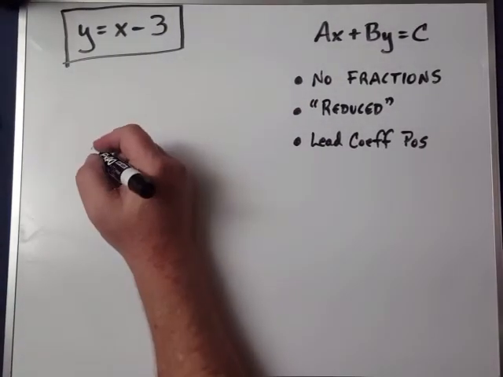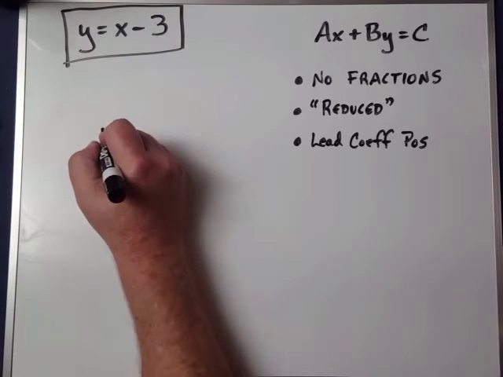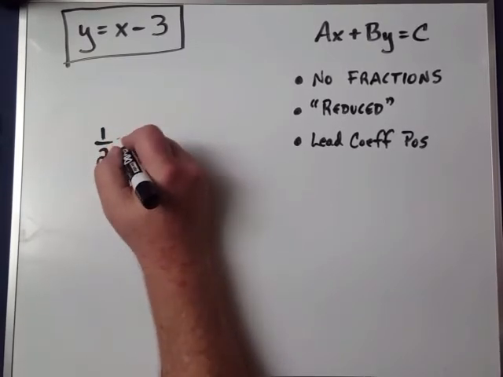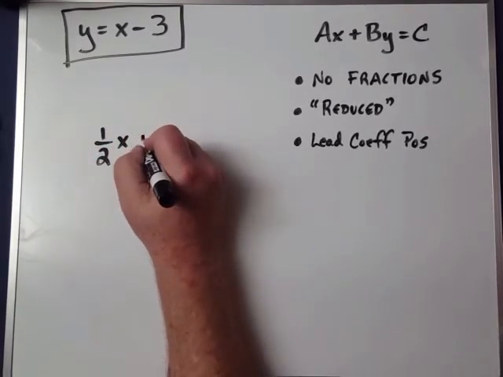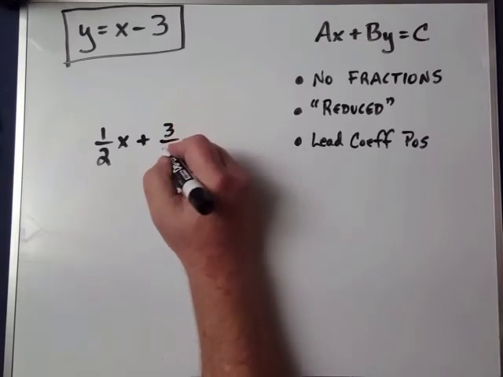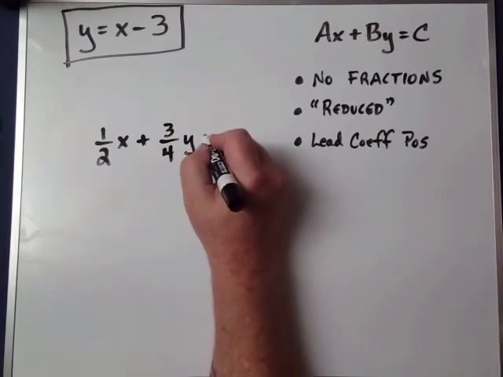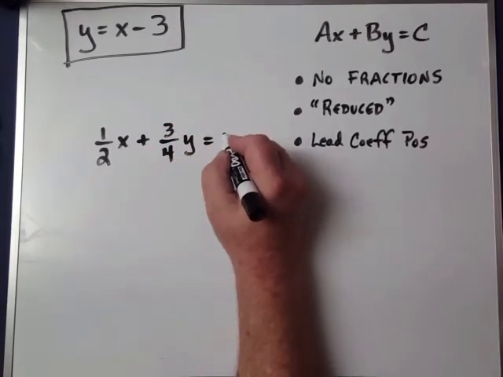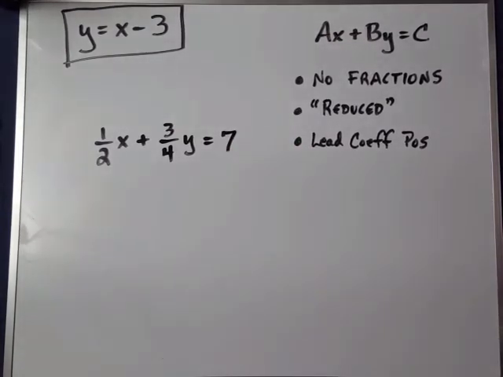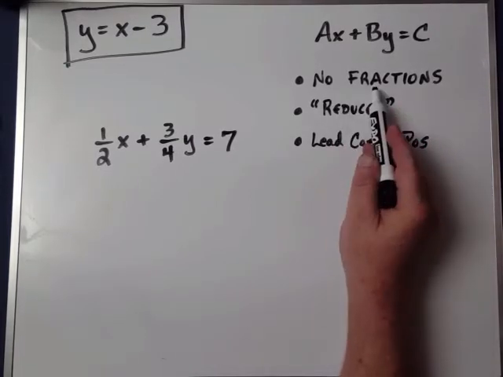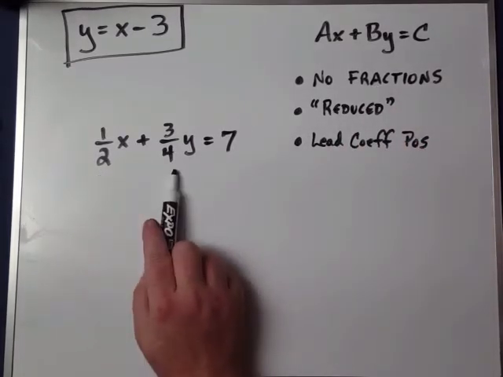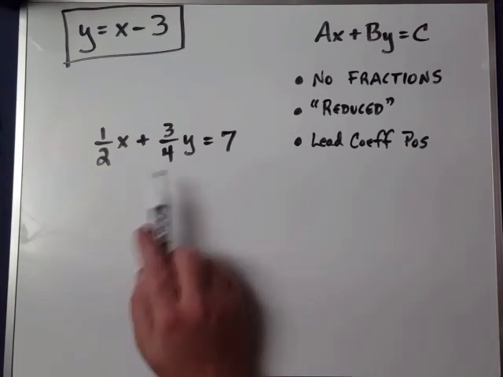If I had an equation that ended up looking like 1/2 x plus 3/4 y equals 7, is this in its final standard form? No, because I shouldn't have fractions. My coefficients are supposed to be integers. How do I fix that?